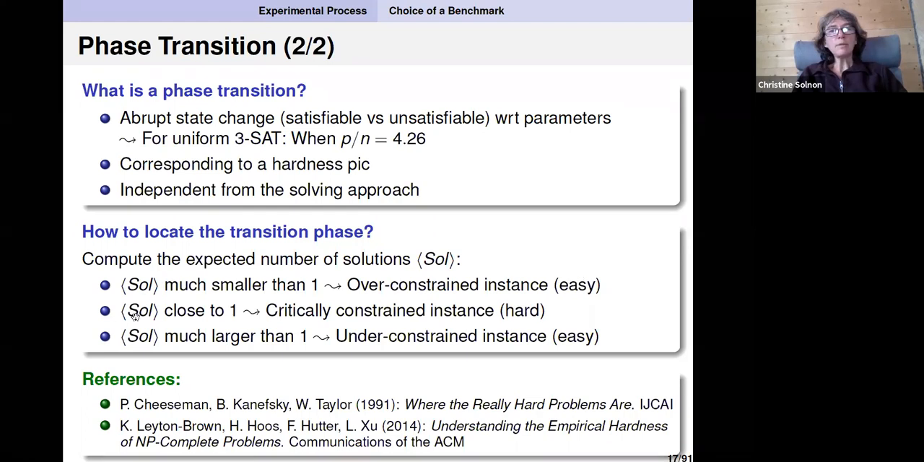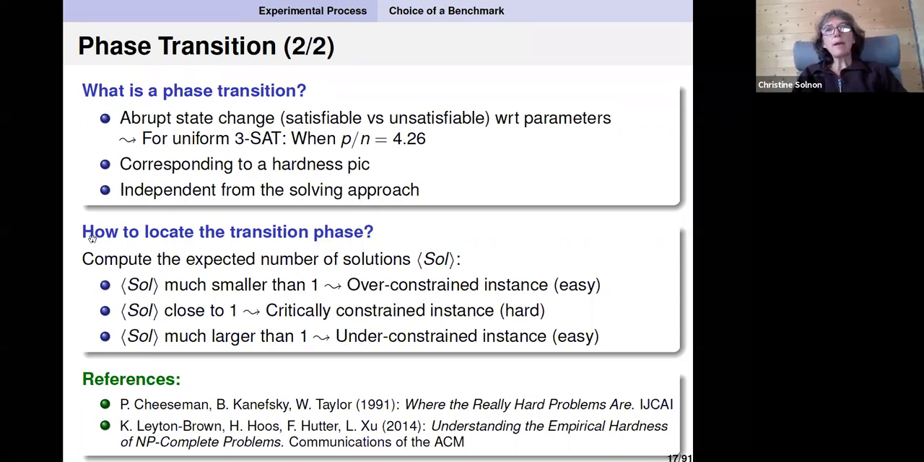When the expected number of solutions is close to 1, you are within the transition phase, so you have the most difficult instances. And finally, when the expected number of solutions is much larger than 1, it means that you have a lot of solutions, so it's very easy to find a solution.